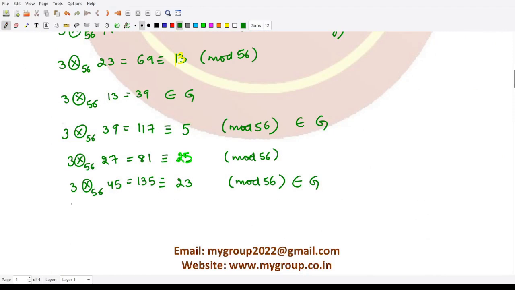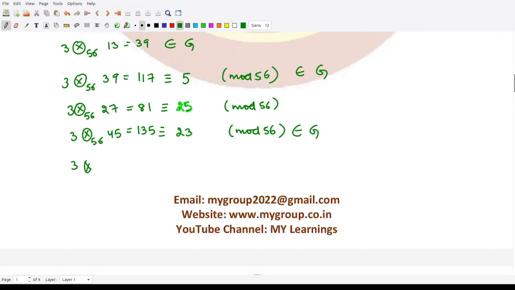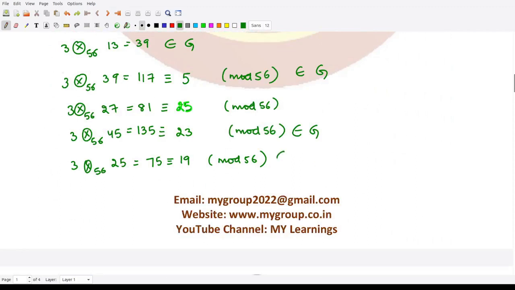So what else can we calculate? We can calculate it with 25, that we have not done. So let's calculate it with 25. So it is equal to 75, right, which is equivalent to 19 under mod 56, and this 19 is already present within our group, so we will not take this one. So that means we will have to take some other calculation.